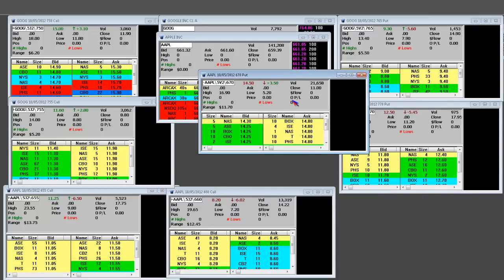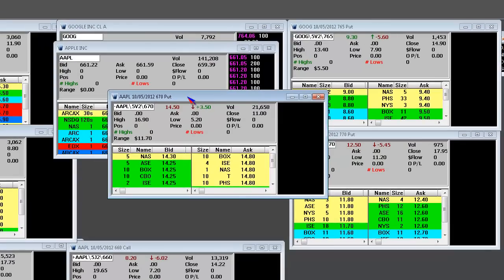Here's a 670 put. Went from $5.20 to $16.90. That's big money on options. And if you want to learn how to trade options, I'd get with it right now.